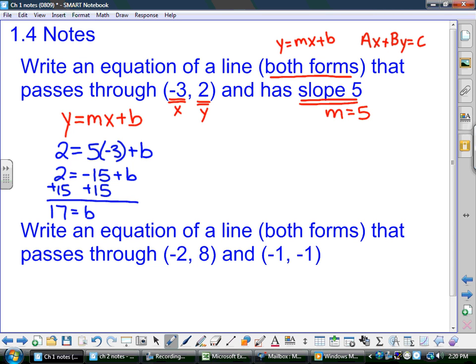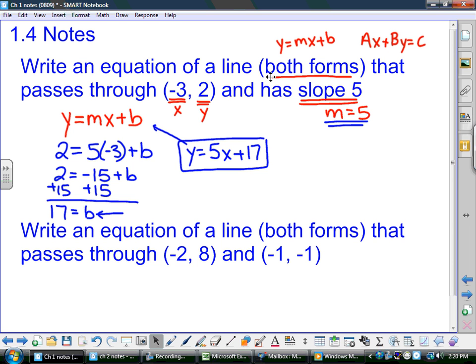So the equation for this line, going back to y equals mx plus b form, and using the m and the b that we have, is y equals 5x plus 17. To change that into standard form, I need the x's and the y's to be on the same side of the equation, and I need the x coefficient to be positive.